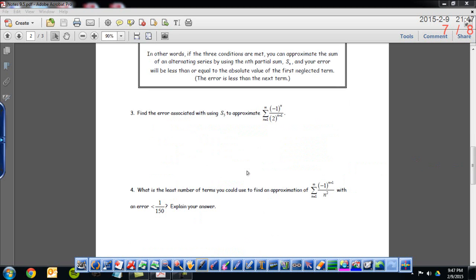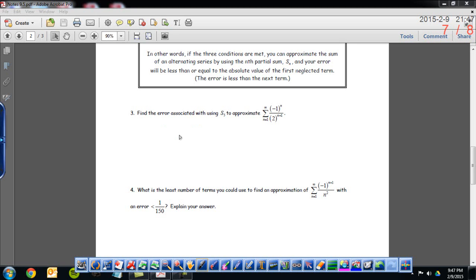All right, so we know that it's alternating because of the negative 1 to the n. We do need to make sure that it's a convergent alternating series, because that's the only way that you can use this error is if it's a convergent alternating series. So let's kind of go through it. So our terms are alternating.